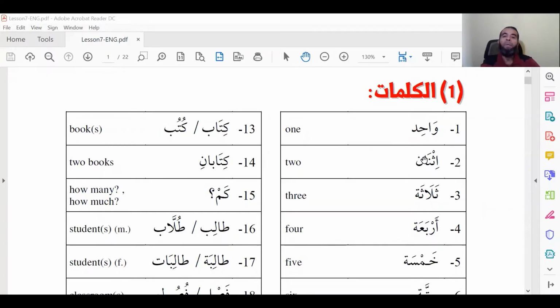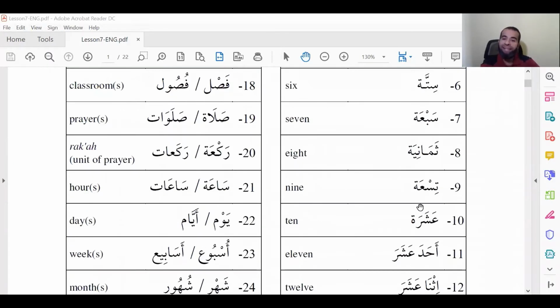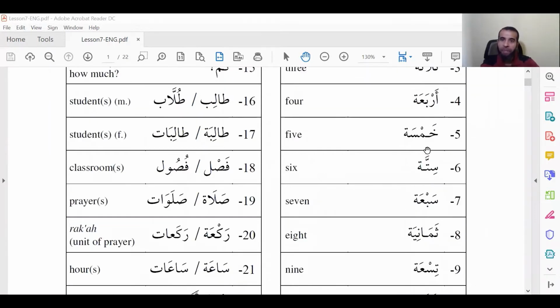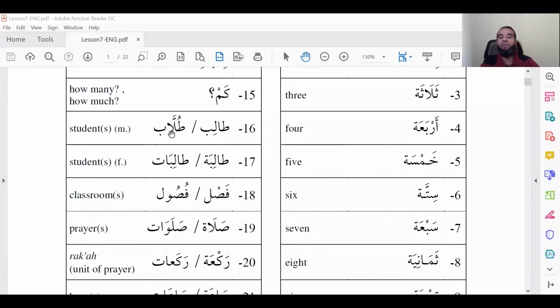3, 4, 5 until 10 are followed by plural. So we can say, for example, 3 ثلاثة طلاب. We can say 4 أربع طالبات. We can say 5 خمسة فصول, 5 classrooms. Or 5 صلوات, 5 prayers.